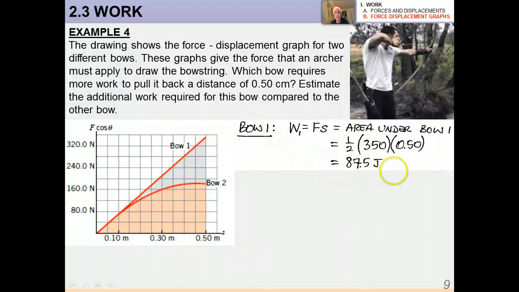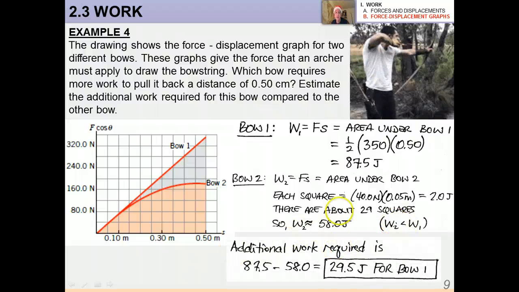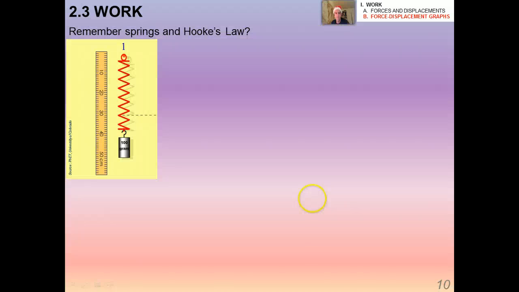So for bow 1, I got 87.5 joules. That's simple. It's the area of that triangle. For bow 2, it's a little bit trickier. You have to do some estimation here. I estimated that there are about 29 squares underneath bow 2. So if that's the case, then the work done for bow 2 is about 58 joules. Of course, the work done for bow 2 is less than the work done for bow 1. If we estimate it at 58, and your answer will probably be slightly different, the additional work required is about 29.5 joules for bow 1.